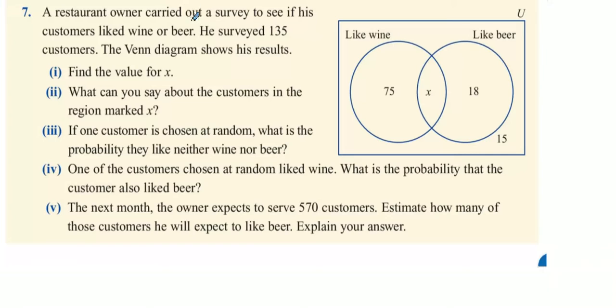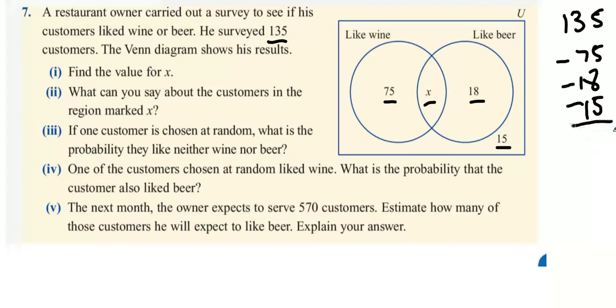So what we're going to do here is everything has to add up to 135. So get 135 and take away 75, take away 18, and take away 15. What do you get? 27. Just waiting for somebody to verify. 27. Okay. What can you say about the customers marked in region X? Yeah, they like wine and beer. They'll drink both.